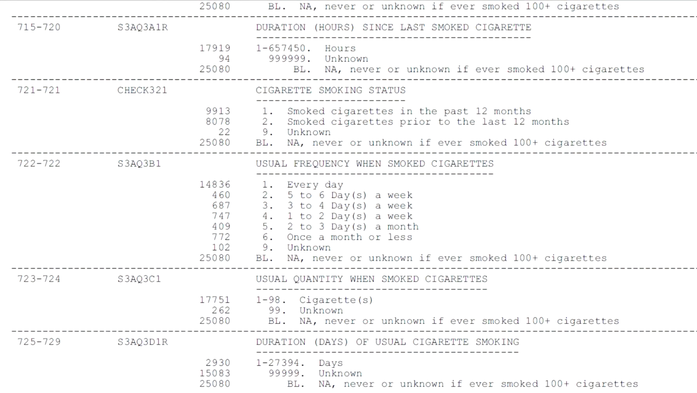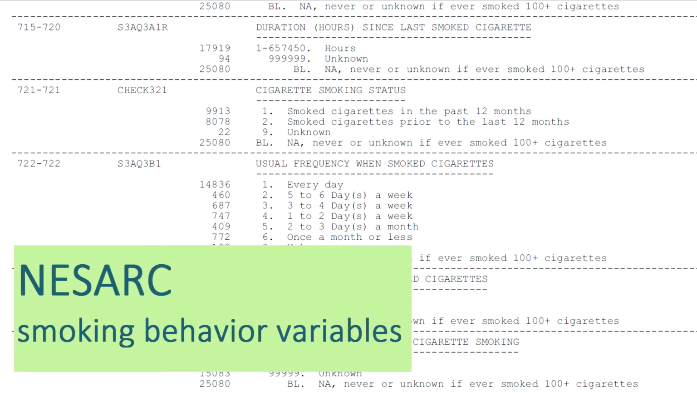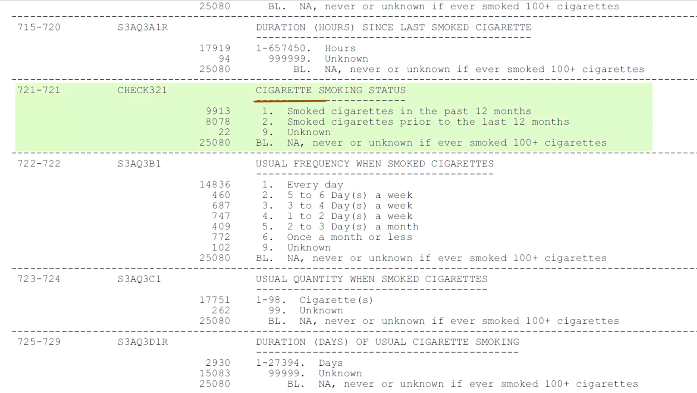We continue to read through the NESARC codebook and find that smoking behavior has also been measured in this sample. So next, I take a step similar to one that I just took when choosing nicotine dependence. That is, I identify the variables that measure this second topic, smoking behavior, in my dataset. The variables I choose include cigarette smoking status, usual frequency, and usual quantity.